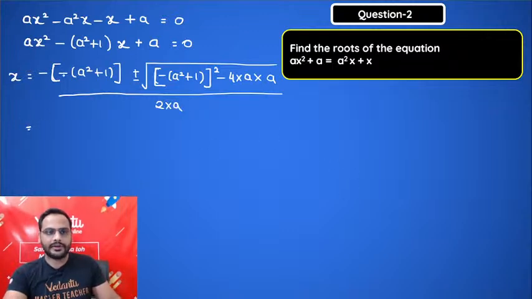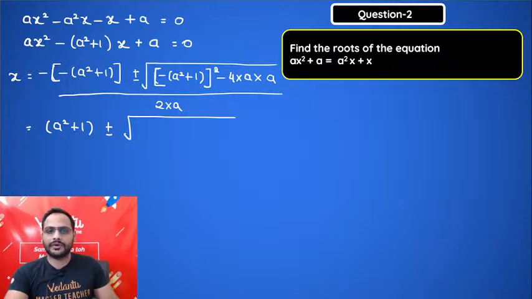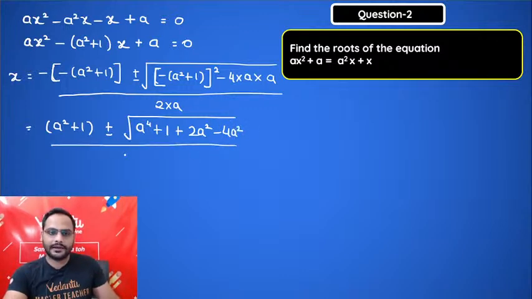So negative and negative become positive. You are left with a square plus 1 plus minus, and here minus of a square plus 1 whole square will be a square plus 1 whole square only. So a raised to the power 4 plus 1 square is 1 plus 2 into a square into 1, which is plus 2a square. And here we have minus 4a square, whole divided by 2a. So you will be getting a square plus 1.